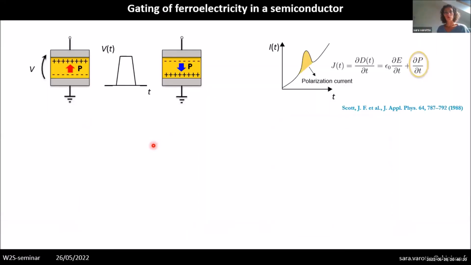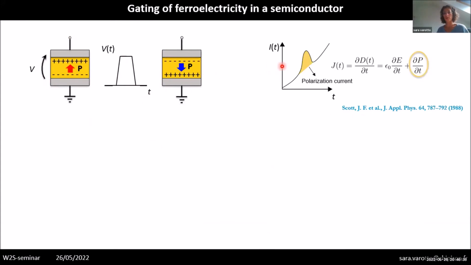So how do we control the ferroelectricity in a semiconductor? If we consider a ferroelectric capacitor, what is done normally is to apply a voltage between the two plates, for instance a voltage pulse like this, and invert the ferroelectric polarization.